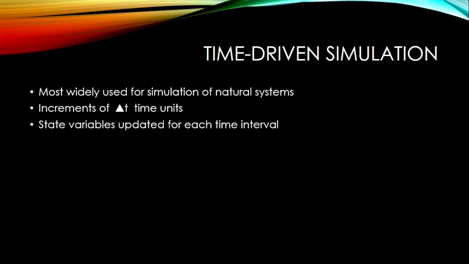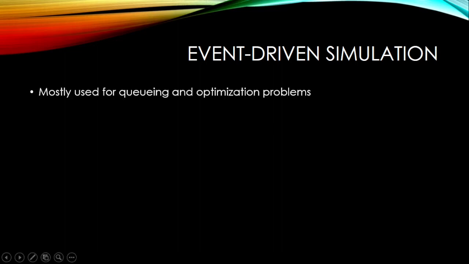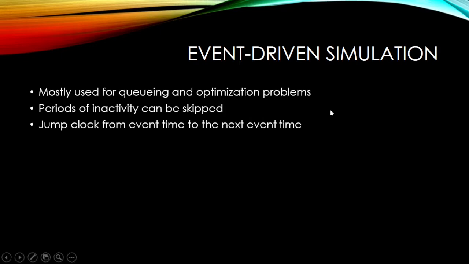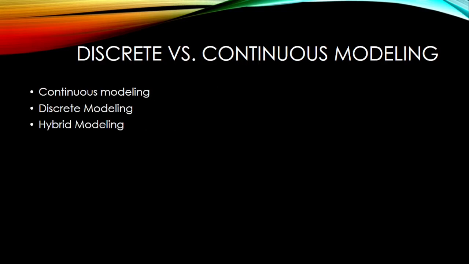State variables are updated for each time interval. It's precise but inefficient since it has to change state variables at a given time. Then you have your event-driven simulation. This is mostly used for queuing and optimization problems. Periods of inactivity can be skipped. It's more efficient since inactivity can be skipped, so state variables can just be updated when an event occurs. So it jumps the clock from one event time to the next one. As I said earlier, state changes occur at event times.